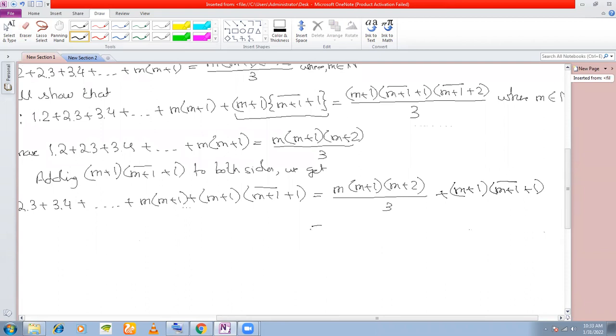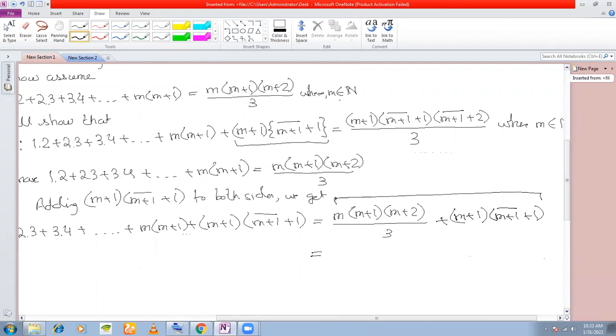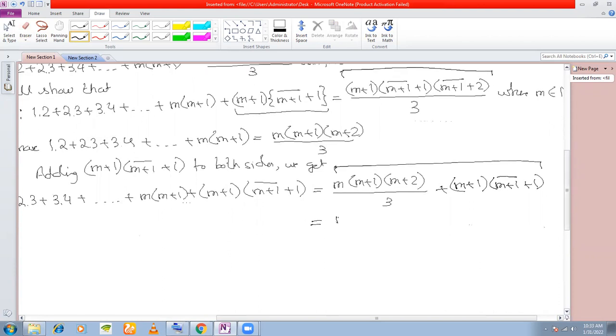So now we need to match the right hand side. We need to show that the sum of these two terms must be equal to this, right? This is what we need to show. So let's proceed. Simplify first. You have m into m plus 1 into m plus 2 divided by 3 plus you have m plus 1 into m plus 2.